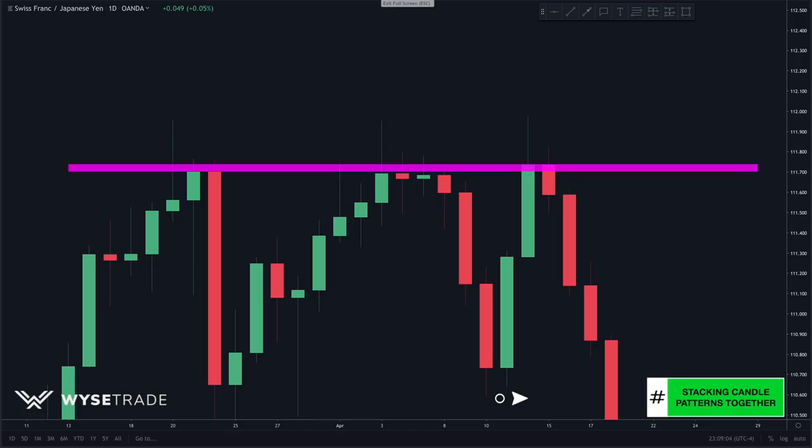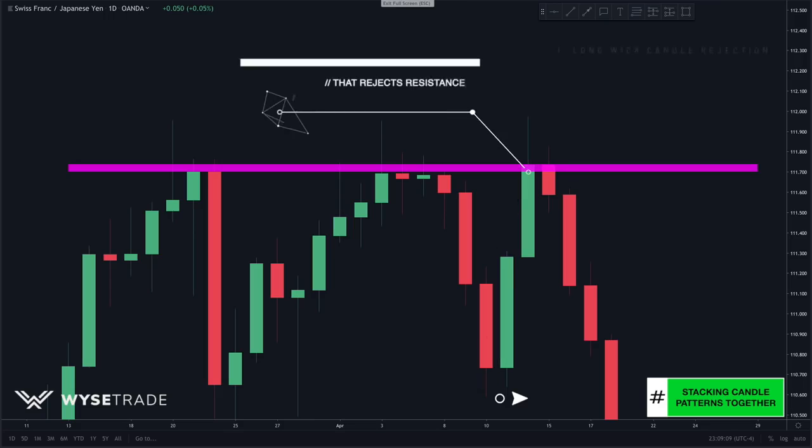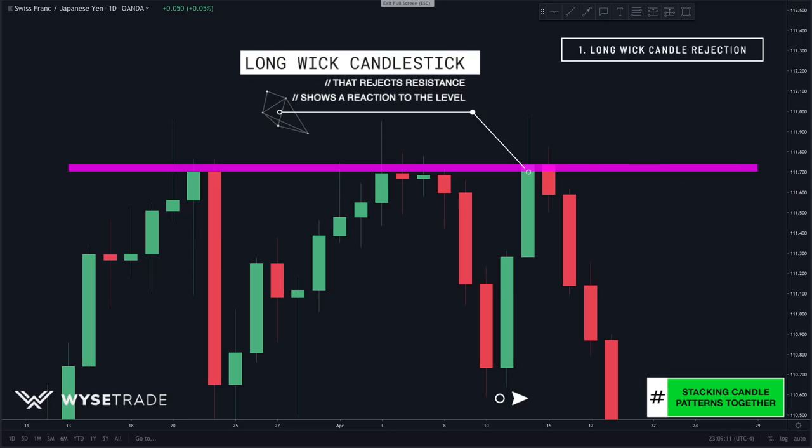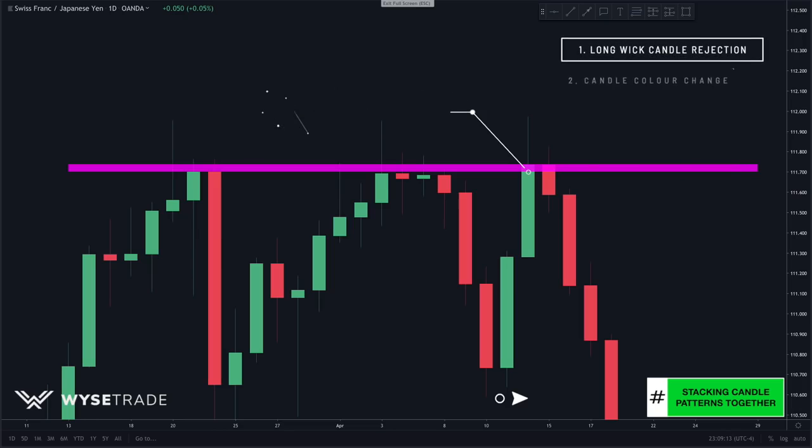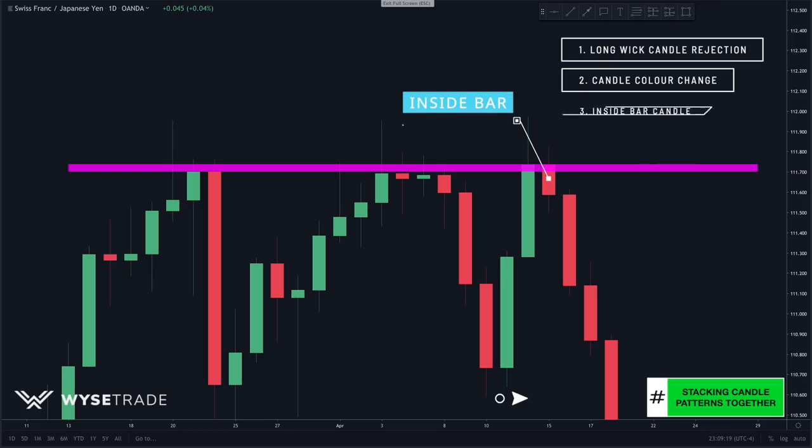Now the same thing occurred again once price came back up. First, we had a candle with the wick sticking out, showing a reaction to the level. This was then followed by a candle color change to red after green candles, and then a perfect inside bar candle.